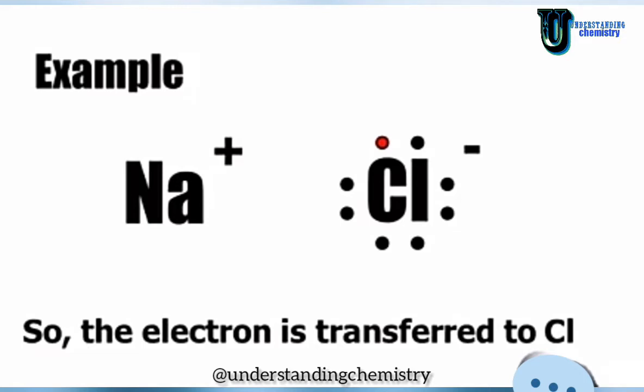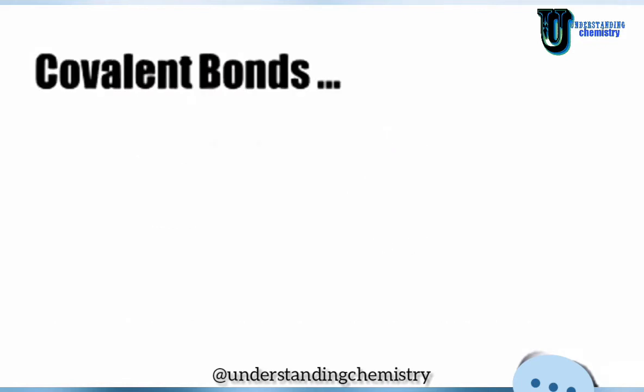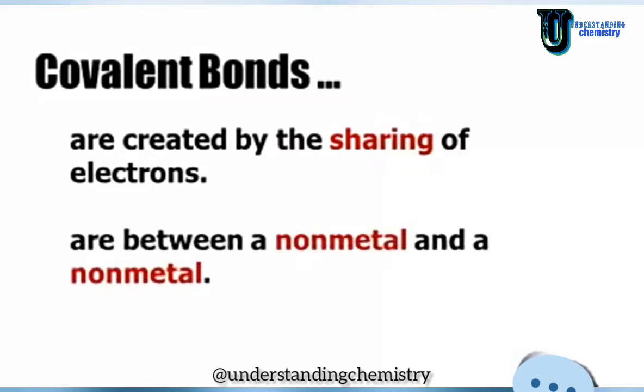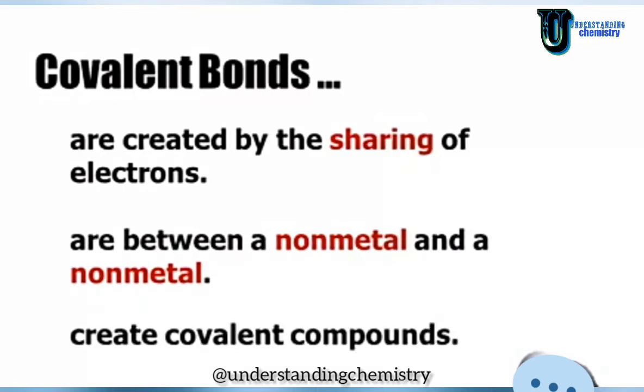And what happens to opposite charges? They attract. And so now we have that strong ionic bond created by the attraction between the sodium ion and the chlorine ion. Covalent bonds are created by the sharing of electrons. Now, it's not so much a transfer of electrons, but a sharing of the electrons between two atoms. It's between a nonmetal and a nonmetal, and of course they create covalent compounds.